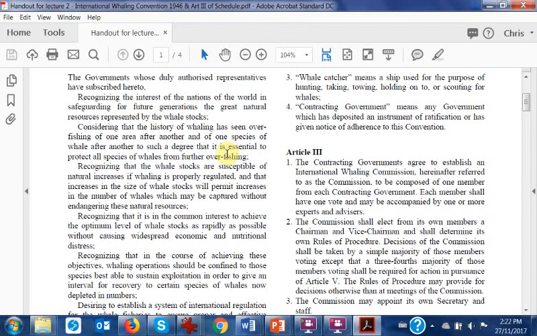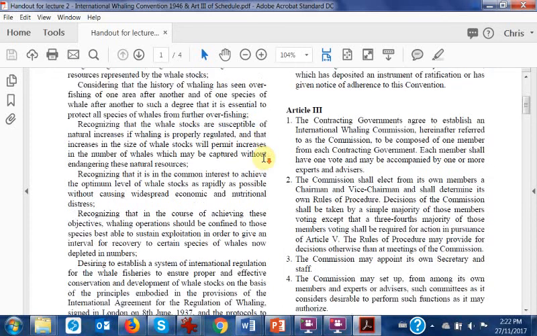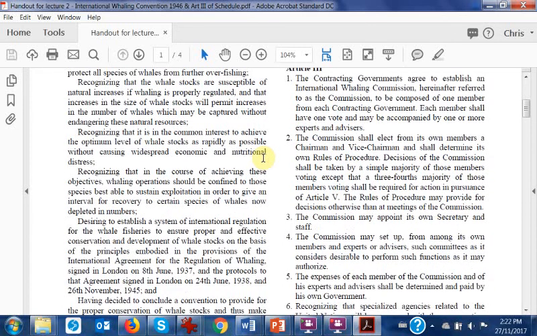You see the preamble. The governments whose duly authorised representatives have subscribed hereto, that is, parties that have signed, recognising the interests of the nations of the world in safeguarding for future generations the great natural resources represented by whale stocks, considering the history of whaling has seen overfishing of one area after another and one species of whale after another, to agree that it's essential to protect all species of whales from further overfishing. So that's the preamble or recitals at the beginning of a treaty, and it's basically setting out the problem that the parties are trying to solve and is relevant to then interpreting the treaty.